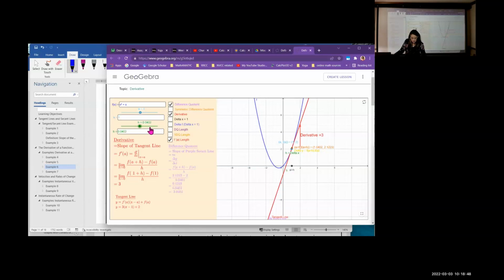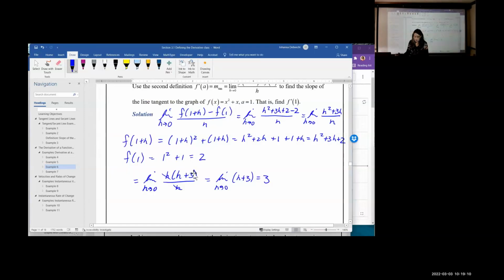So if you're further away, if h is further away, then the slope is steeper. But as it gets closer and closer, the secant line approaches the tangent line, the slope approaches the value of 3. This number gets close to 3, and the limit of it is 3. All right. And that's what we're finding, is the slope of the tangent line.